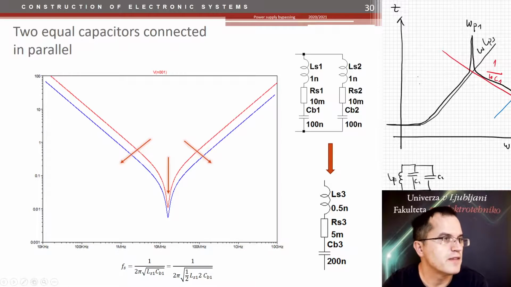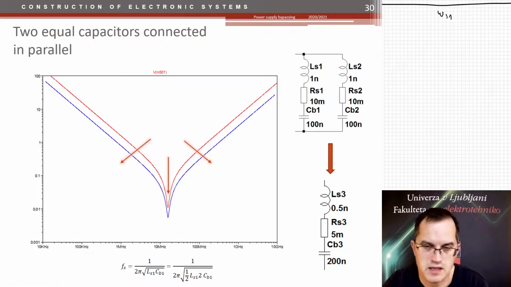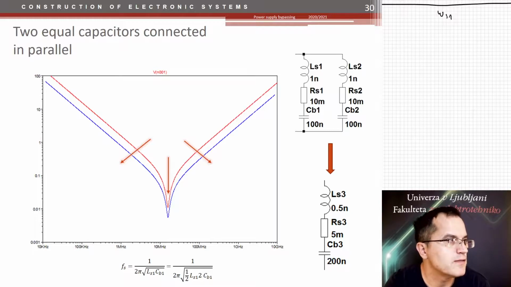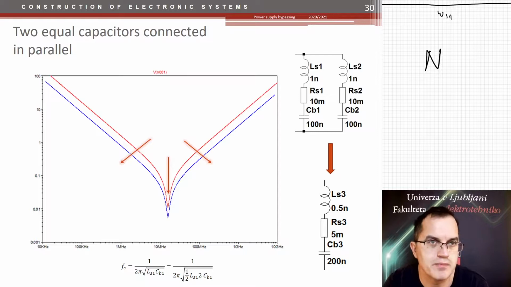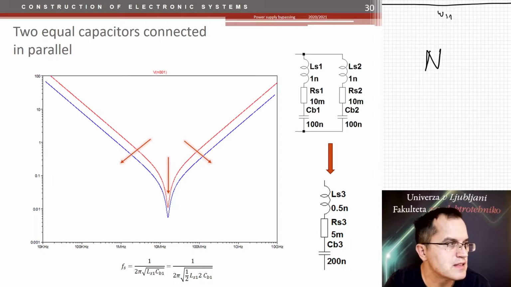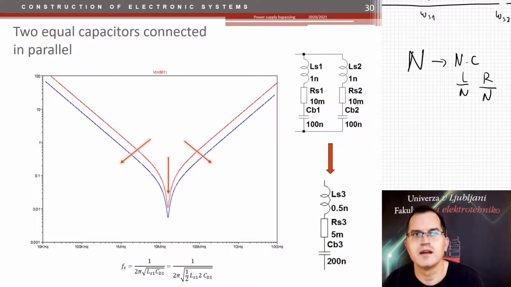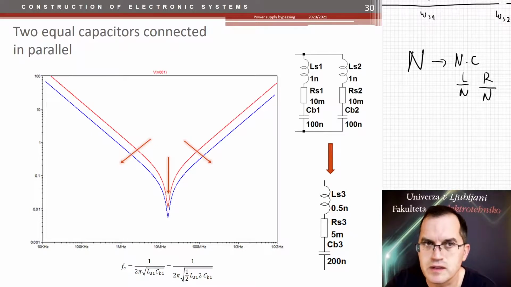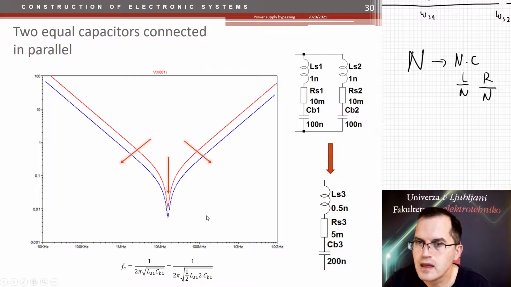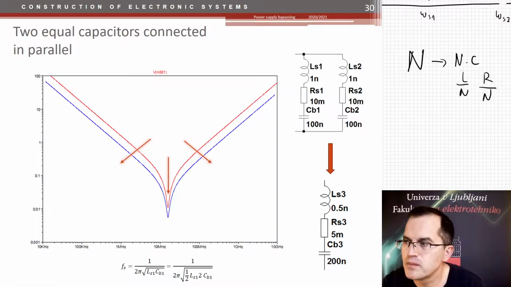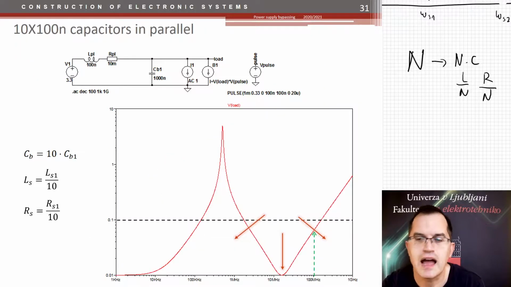So actually, if I try now to show it here, it would be very quick and easy. What it means is if I put n capacitors in parallel, then the capacitance would increase, n times C. The series inductance would decrease and the series resistance would decrease as well by a factor of n. And that's important now to remember. Now, if I put all that, I actually get this.